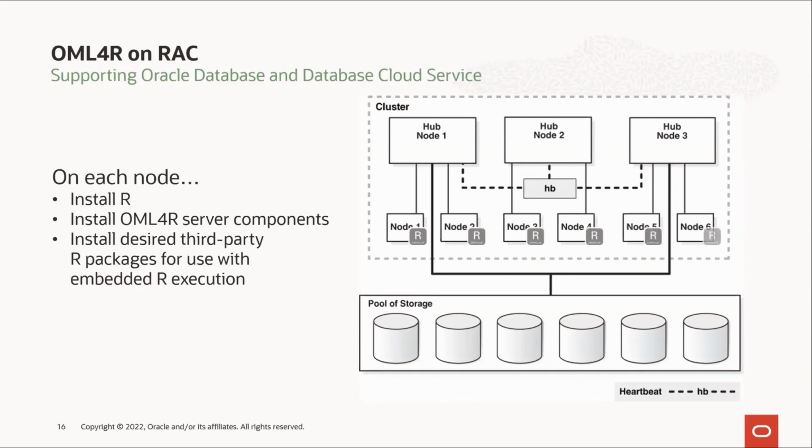Now, a brief comment about OML for R for Oracle Database and Database Cloud Service installations. Users typically install R and the OML for R server components on each node of a real application cluster server, such as an Exadata. To use third-party packages with embedded R execution with Oracle Database, these must be installed on each node in the cluster as well. In Autonomous Database, OML for R is pre-installed and pre-configured, so you can just start using it.